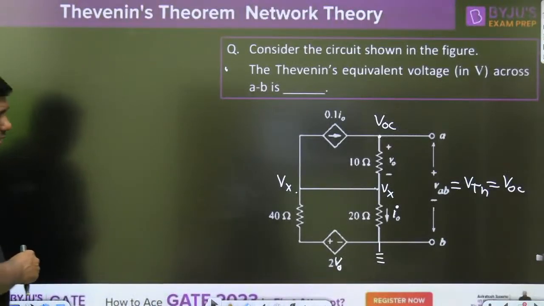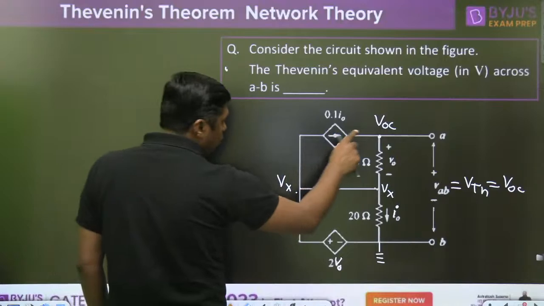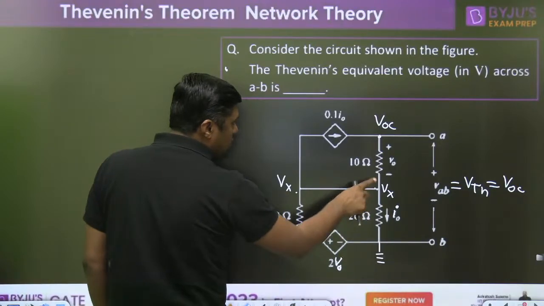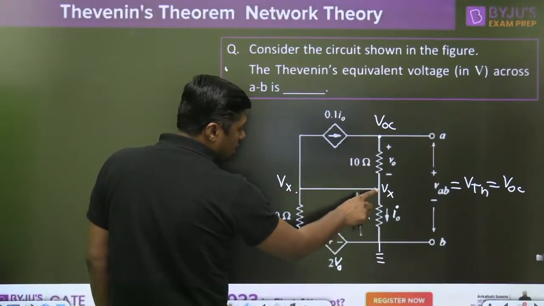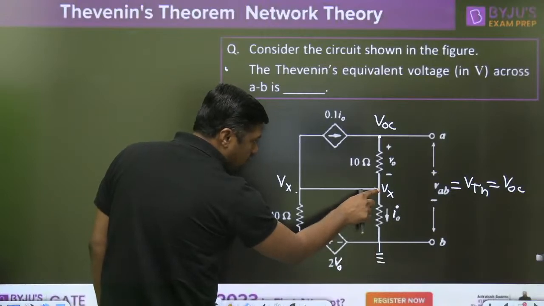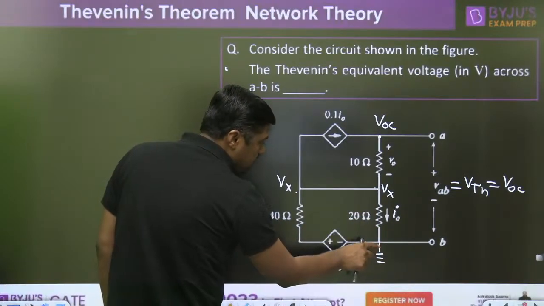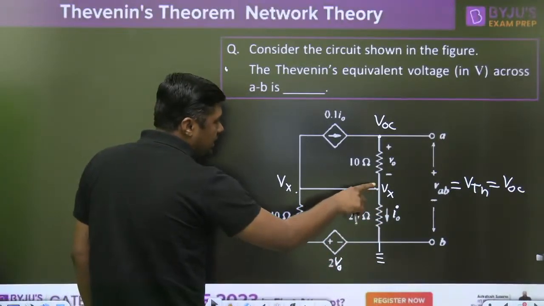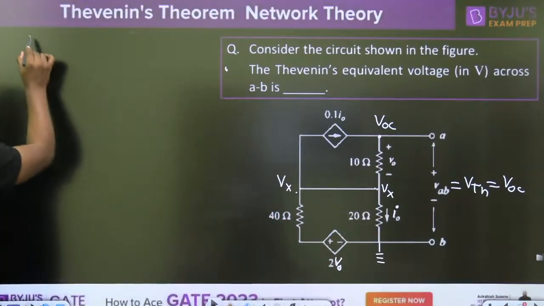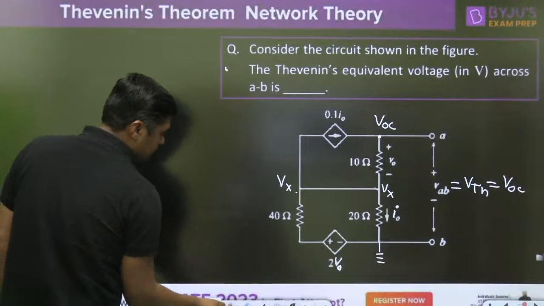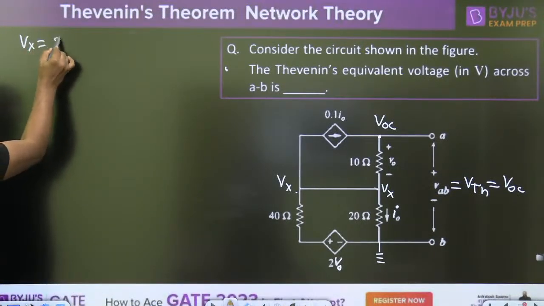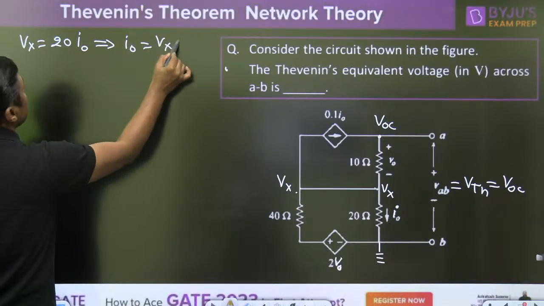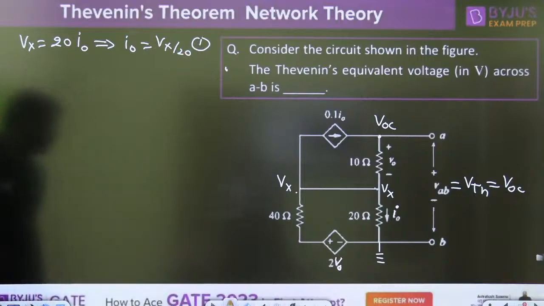Once you want to find, remember, what is the I naught? Always remember, first of all, what is the I naught in terms of Vx, because we have to find the two unknowns Vx and VOC. Vx minus 0, like, watch this. Vx minus VOC is equal to I naught, or simply I can say Vx is equal to 20 I naught. Vx is equal to 20 times I naught, or I naught is Vx by 20. Okay, no issue.